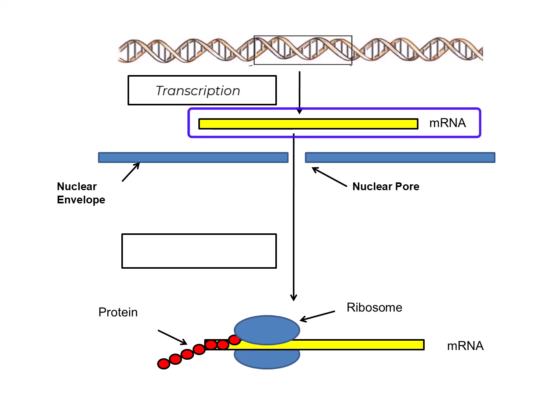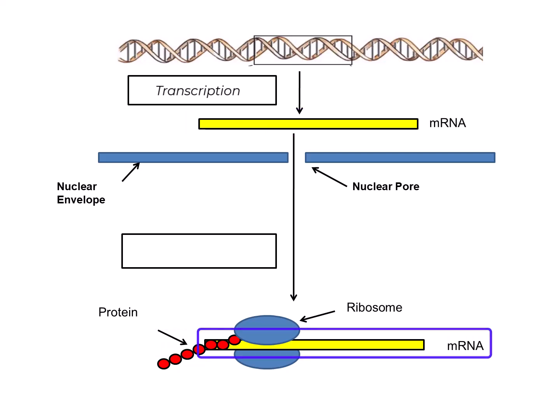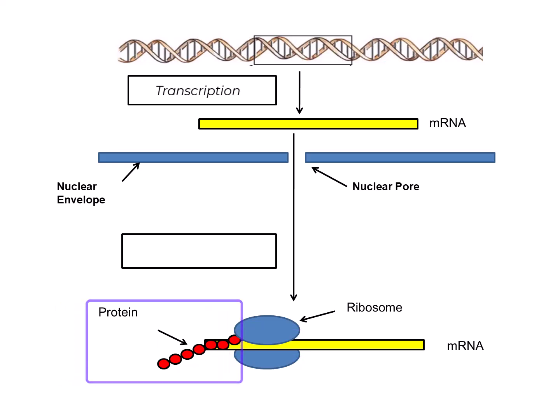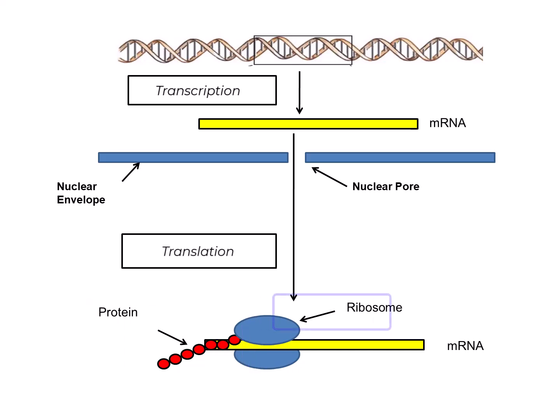The mRNA exits the nucleus and enters the cytoplasm of the cell. In the cytoplasm, the information is used to assemble the chain of amino acids, and this process is known as translation. Translation involves a ribosome, which is made of rRNA. The ribosome moves down the mRNA, and as it does, it assembles the amino acids into a protein chain.